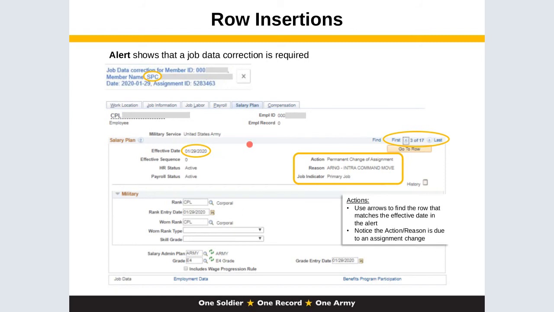In this particular example, the action reason for this row is a PCA intra-command move. That's a little unique because it tells me the row is saying that a change was made in ACT and then some data was inserted and changed, so now I need to go in and validate it. First, I want to make sure that ACT is updated correctly and that this was not an inserted row that was done manually instead of through the ACT module.